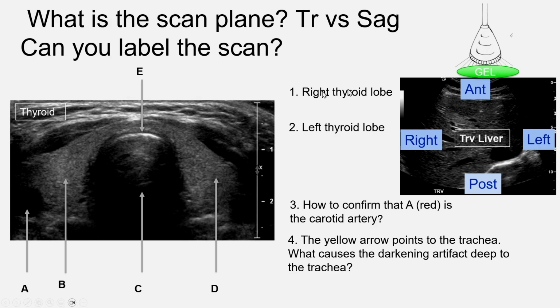This is the patient's neck. The back part of the neck would be down here. This is the posterior part. This is the patient's right to our left, and then this is the patient's left to our right. All right, so you've identified that.